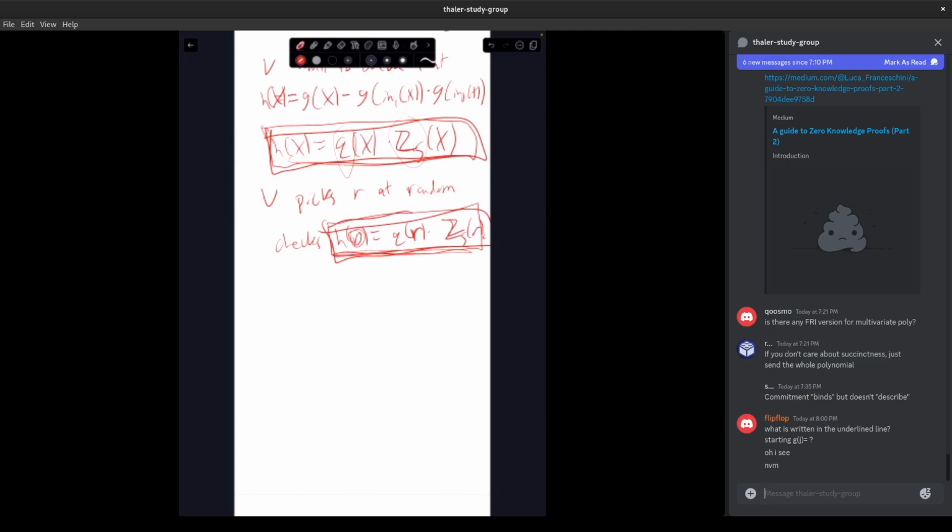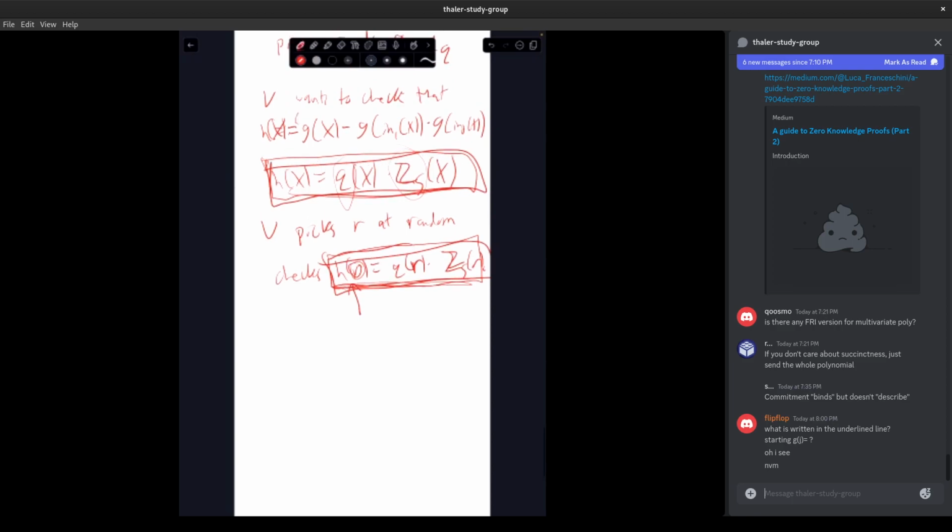And so for this reason, to evaluate H of R, remember H of R is just G of R times G of N1 of R times G of N2 of R. So the verifier only needs to evaluate G at the points R, N1 of R, and N2 of R. So that's how you get the situation that even though the prover sent all of G to the verifier in the PIOP, ultimately the verifier didn't need to know all of G. It only needed to know the evaluations at N1 of R, N2 of R, and R. So that's three evaluations of G.